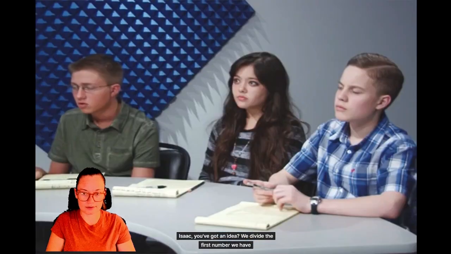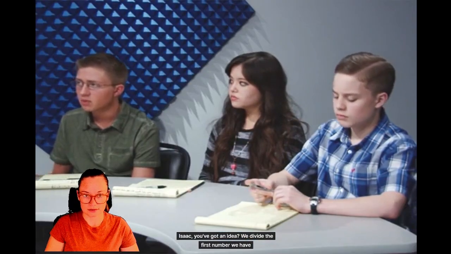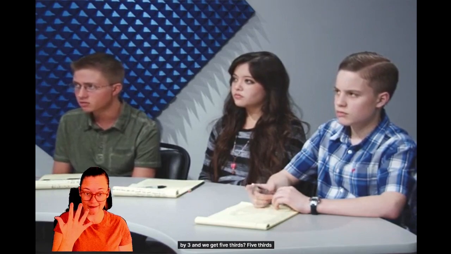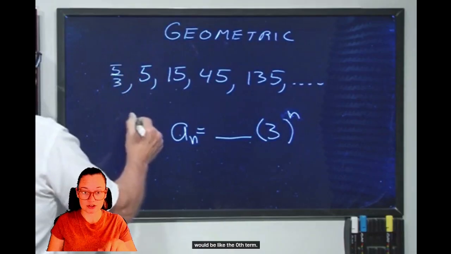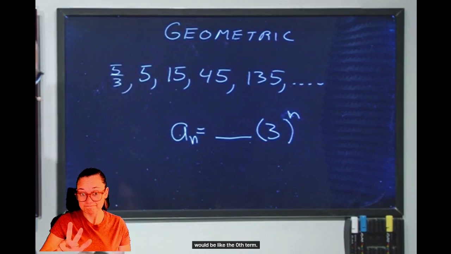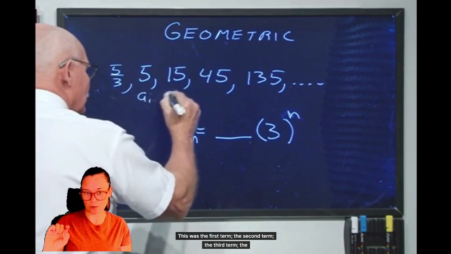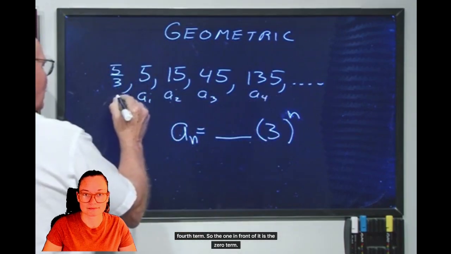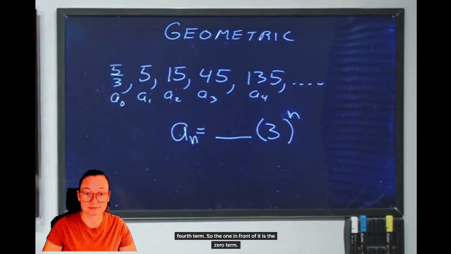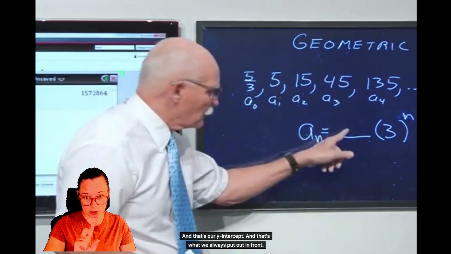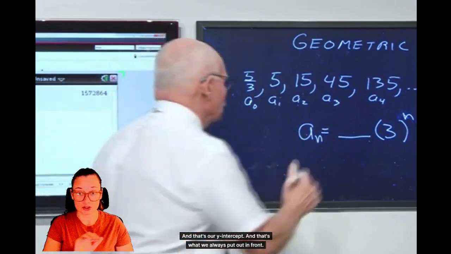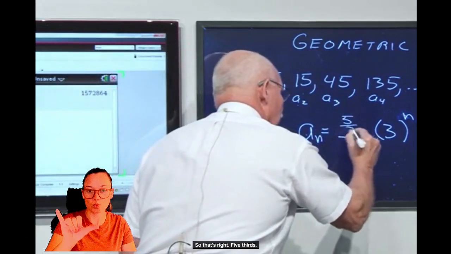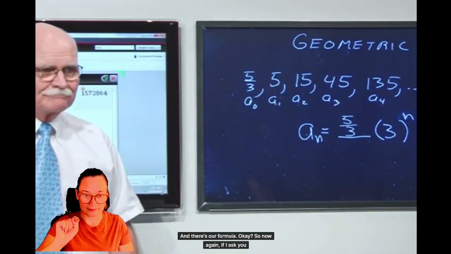Isaac, you got an idea? So we divide the first number we have by 3. We get 5/3. 5/3 would be like the 0th term. This was the first term, the second term, the third term, the fourth term. So the one in front of it is the 0th term, and that's our y-intercept, and that's what we always put out in front. So that's right, 5/3, and there's our formula, okay?